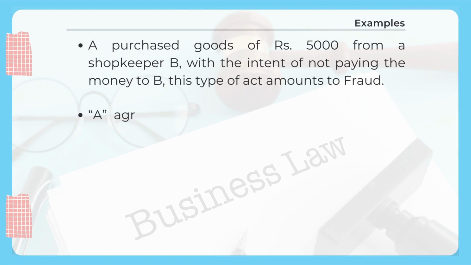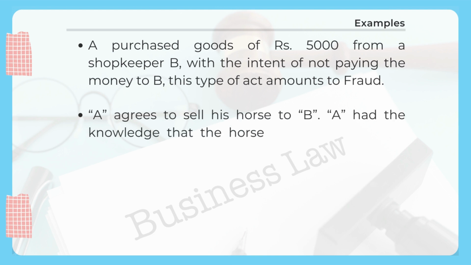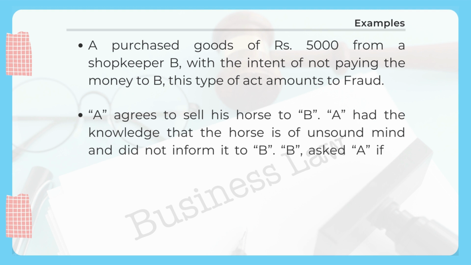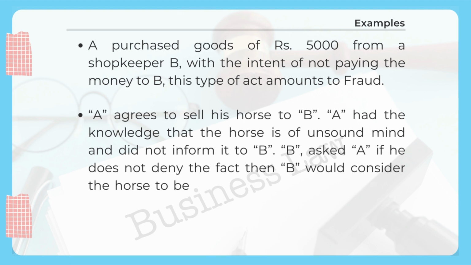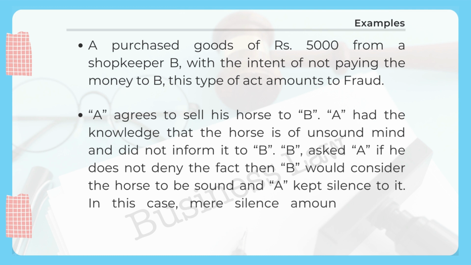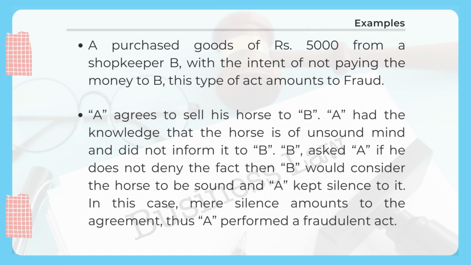In the other example, A agrees to sell his horse to B. A had the knowledge that the horse is of unsound mind, but he has not informed B. B asked A, if you do not deny the fact, I would consider the horse to be sound. A kept silent. In this case, mere silence amounts to fraud. So, you have to speak that my horse is of unsound mind. If he is asking you and you are keeping quiet, keeping mum, in that case it would be leading to fraudulent acts.